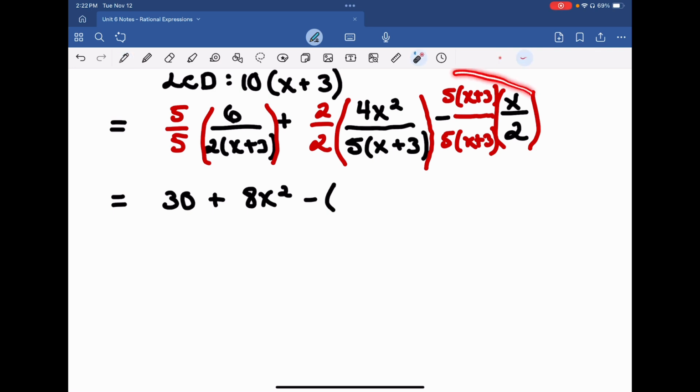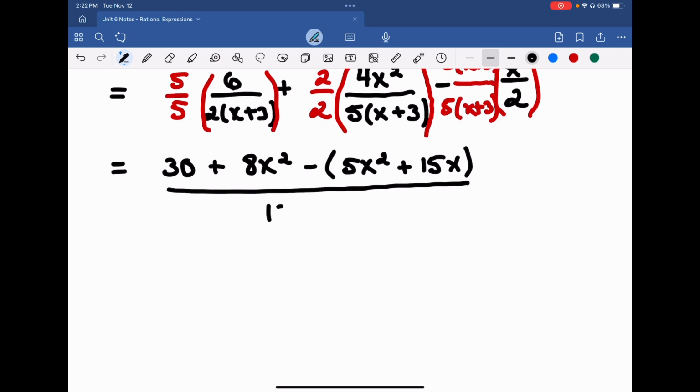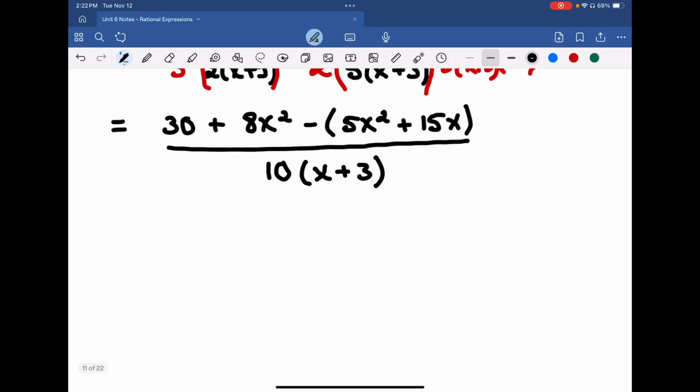If you expand this piece here, ignoring that negative, what you're going to end up getting is 5x squared, and then plus 15x. There we go, because each of them will get an x. And again, I'm just going to keep that negative out in front for now, and then I can always put that in. In the denominator, we're going to have 10x plus 3, because that was our LCD we've just discovered. I'm going to collect the like terms here.